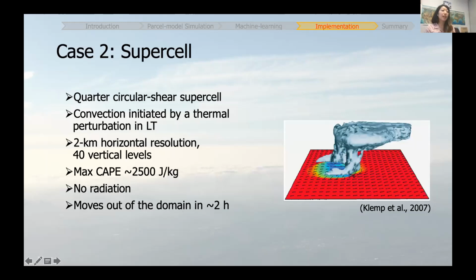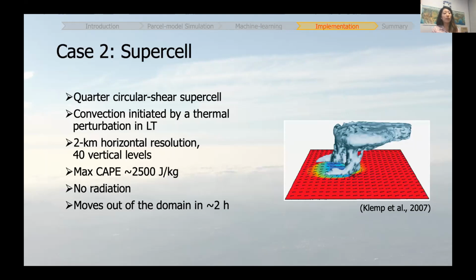But on the next slide, I'm talking about the supercell case. Again, it's a case that's given as a test case for the WRF user community, and it's a quarter circular shear supercell case. It's originally a very conditionally unstable environment. And convection was initiated by giving a thermal perturbation in the lower troposphere.